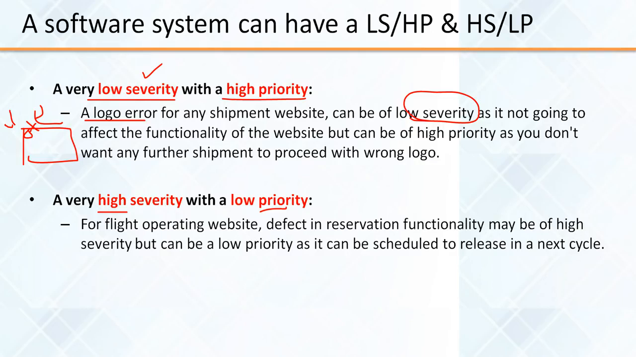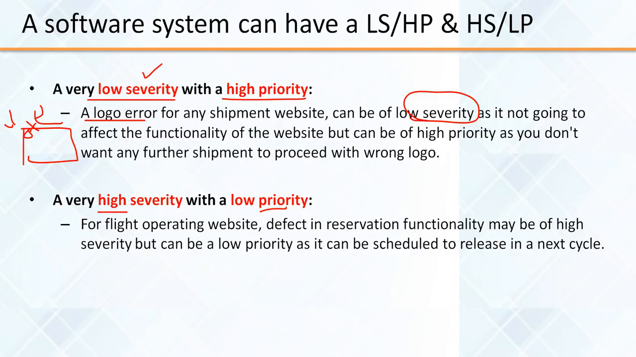In the flight reservation website, some reservation functionality is not working as expected. That is high severity, right? Functionality is broken, that is high severity. But still, that is during the testing phase itself, right? Maybe the developer will fix it in the next build or next release. So we can give it a low priority.